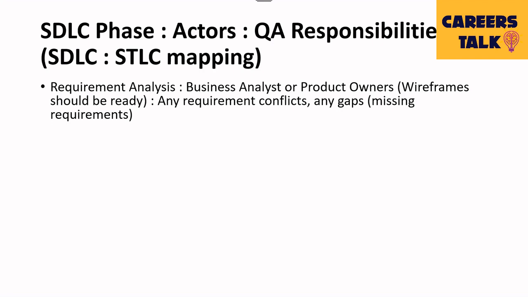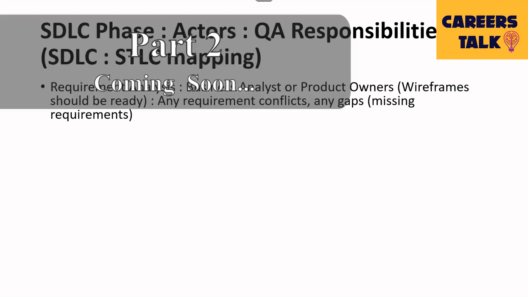So what is the QA responsibility here? QA should go through that and see if there are any requirement conflicts, any gaps, or any missing requirements. Everything should be done here, so that before it goes to the development phase itself, QA would have identified a lot of things, which reduces the cost drastically, friends, right?